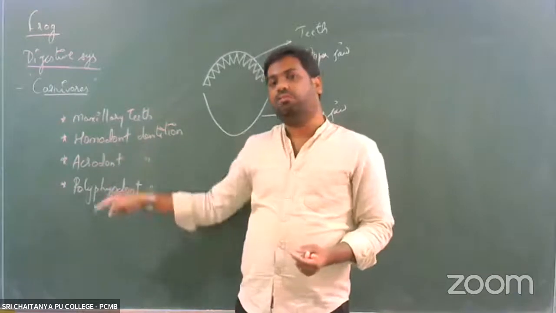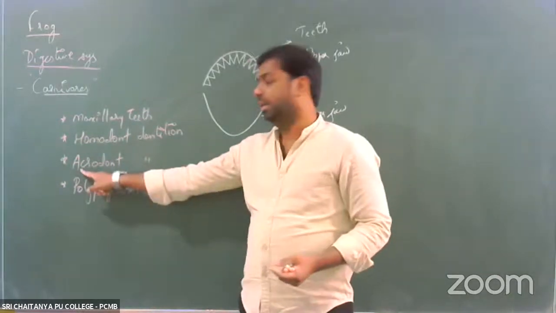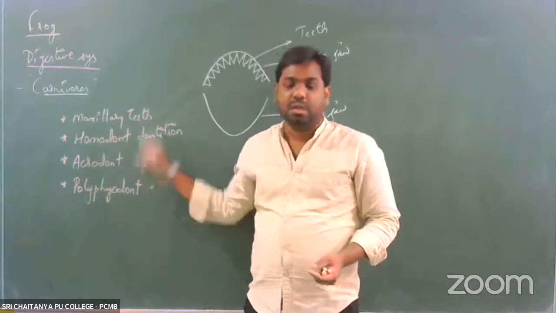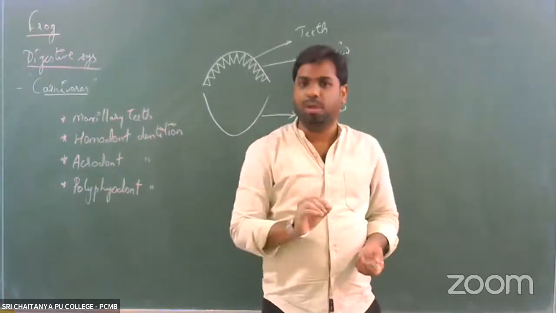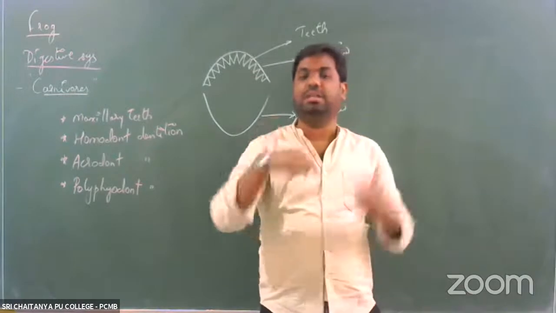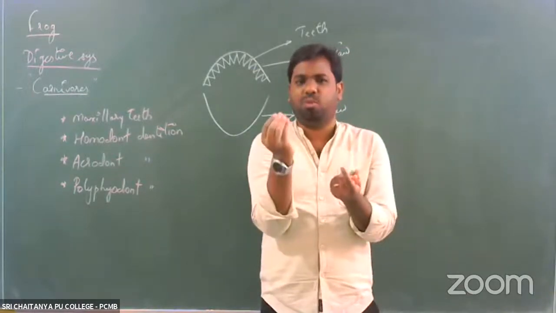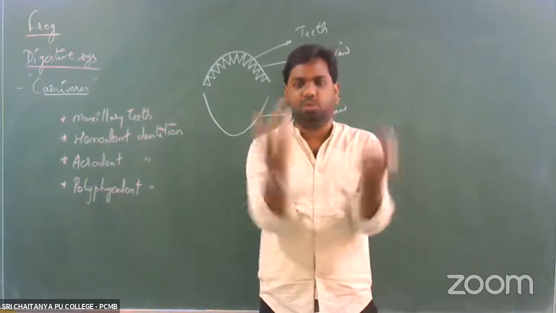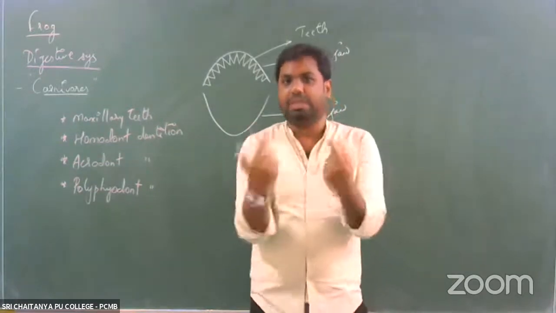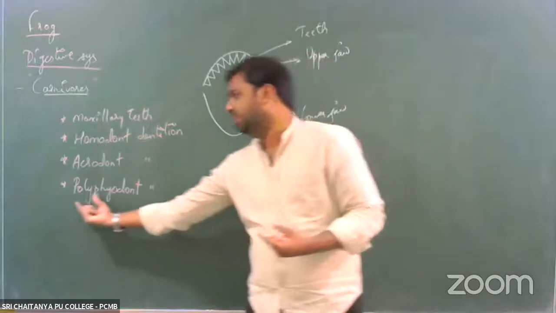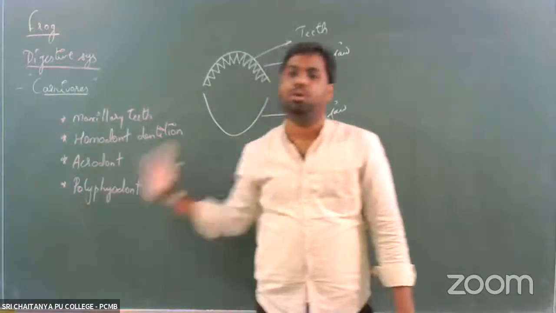Again, the reason for polyphyodont dentition is because it is acrodont dentition. Since the teeth are superficially attached on the jawbone, there are heavy chances that the teeth would fall off. Even if a small stone hits the teeth, they would fall off because there is no proper support. As a result, whenever the teeth fall off, new teeth arise in their place. So we call it polyphyodont dentition.